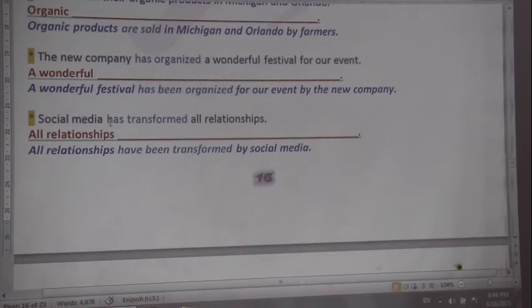Now social media has transformed. Here pay attention. The object is plural. So in this case, when I use it at the beginning of the sentence in the passive, all relationships have. So has is changed into have. Why? Because here I need subject-verb agreement. Relationships is plural, so I need have instead of has. And I need to add only been, because the verb is already in the third form, so I don't change it.